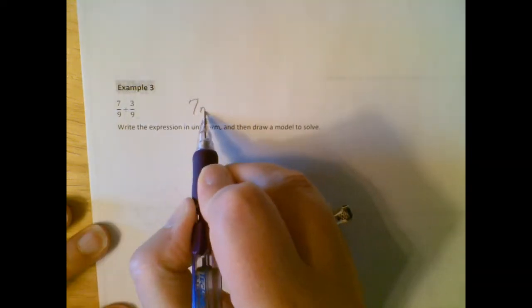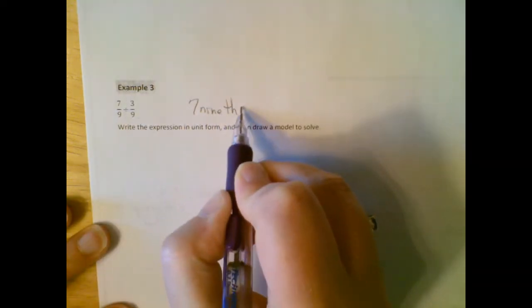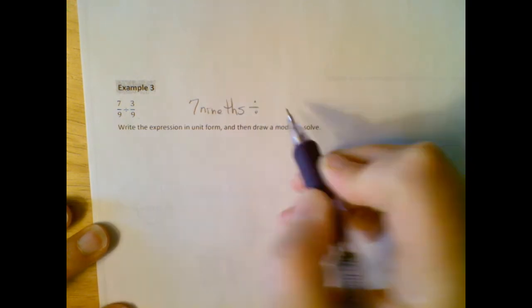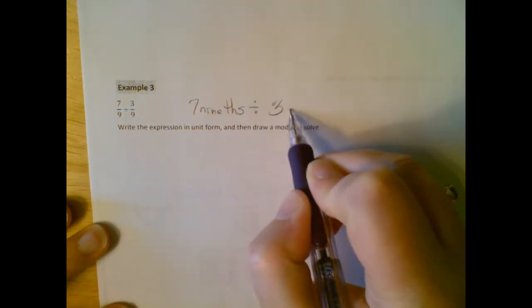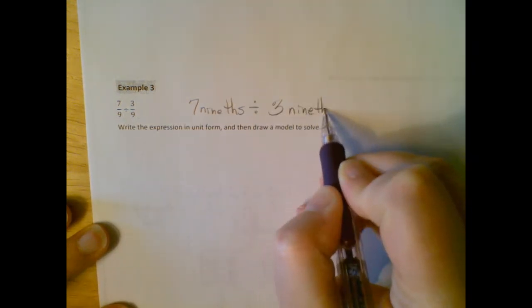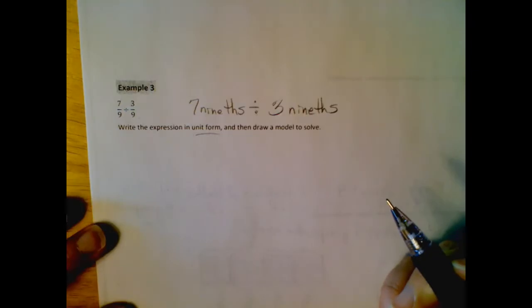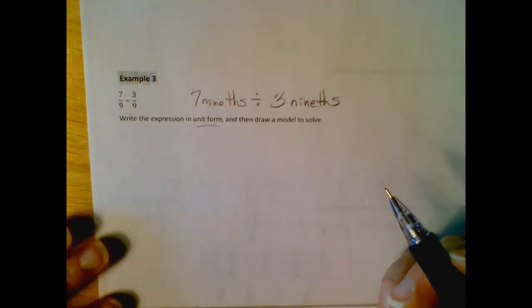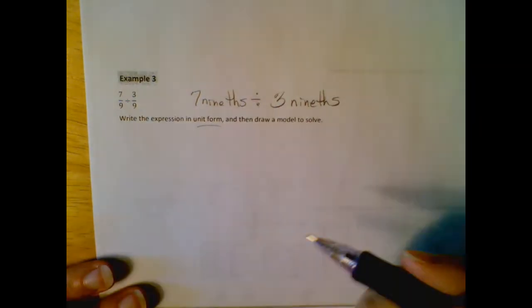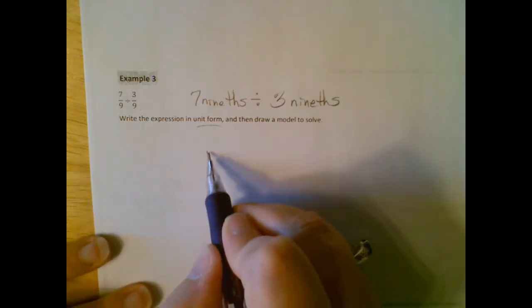Module 2, Lesson 3. We're moving on to Example 3 here. Again, we have dividing by common denominators. So what we've got is 7/9 broken into groups of 3/9. So that's our unit form and draw model. Another tape diagram works really well in a situation like that.